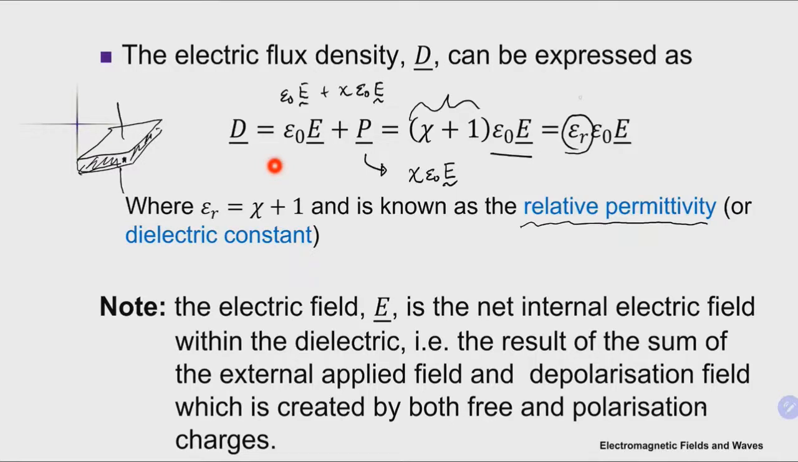So basically, it also tells you how the materials polarize. Instead of using this chi plus 1, materials normally quantify what the epsilon r is, the relative permittivity, or another alternative term, the dielectric constant. They are the same thing, referring to epsilon r. Whether you use relative permittivity or dielectric constant, they are referring to the same thing.